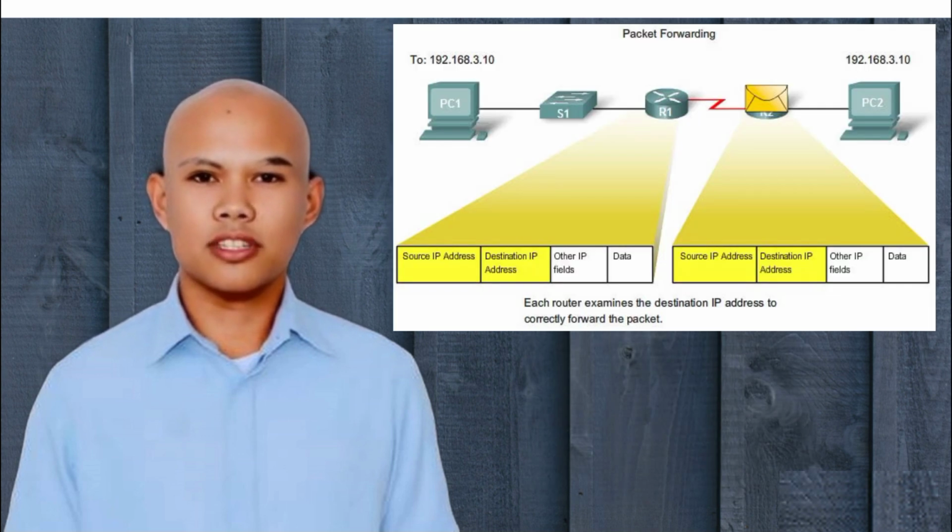The router looks at the destination IP. It determines the best path from the routing table. Then, it places the packet inside a new frame that matches the outgoing network link.